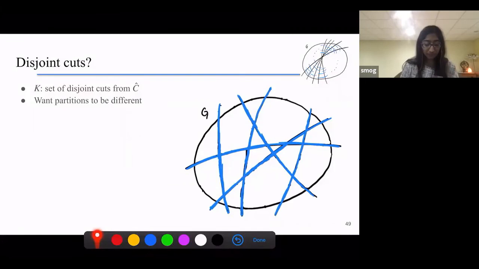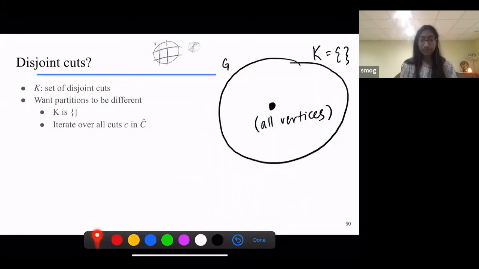Okay, so we're going to start building our set K. We start with K empty, and then we're going to iterate over all cuts in C hat and decide which ones get to be disjoint and which ones aren't. We're going to do this by maintaining a supernode graph. Remember how we use supernode graphs in our algorithm? It's basically the exact same thing, except instead of making a supernode graph of cuts in C hat, we're going to make a supernode graph of cuts in K. So when K is empty, our supernode graph is just one big supernode because there aren't any cuts in K.